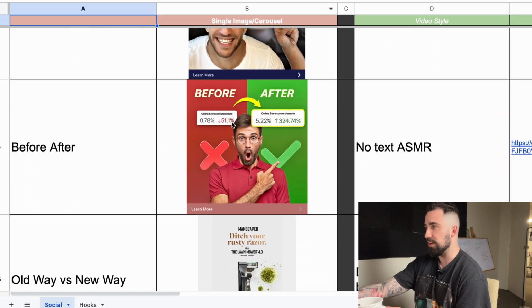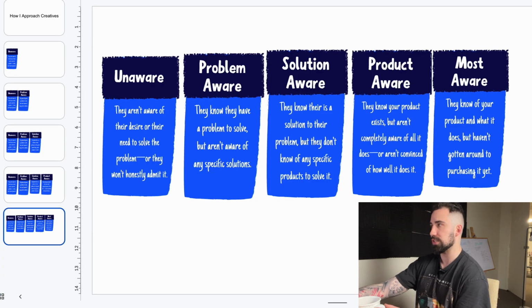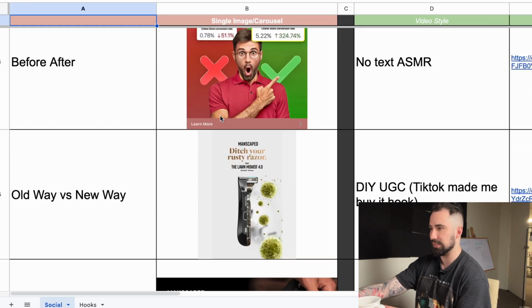We have before and after. This works great as well, but I don't like this stock image. It looks really stocky. So even if you take this guy out, this will work a little bit better. Guarantee this, and maybe a little bit better ticks and crosses. That would work better. Before and after: so there's a clear solution. You are solution aware, but you're not product aware. You're solution aware in this case. This is that type of creative.